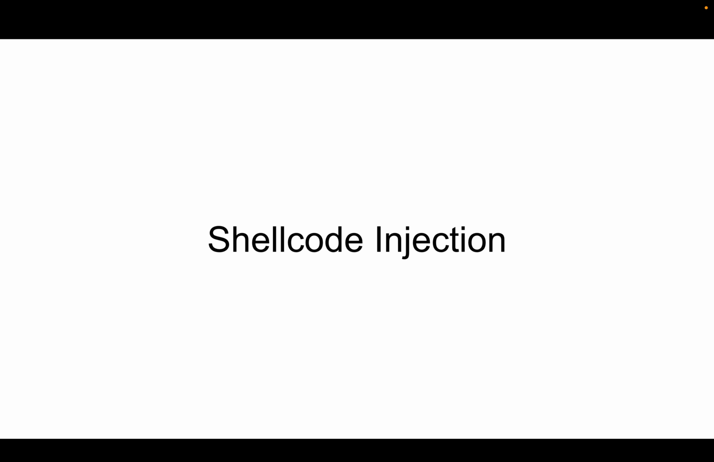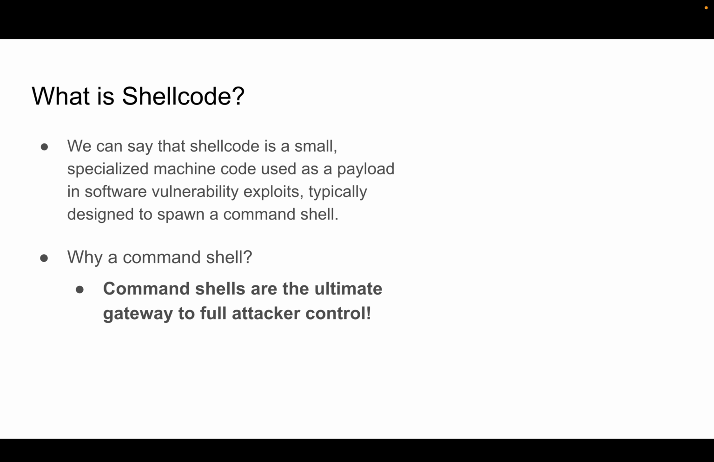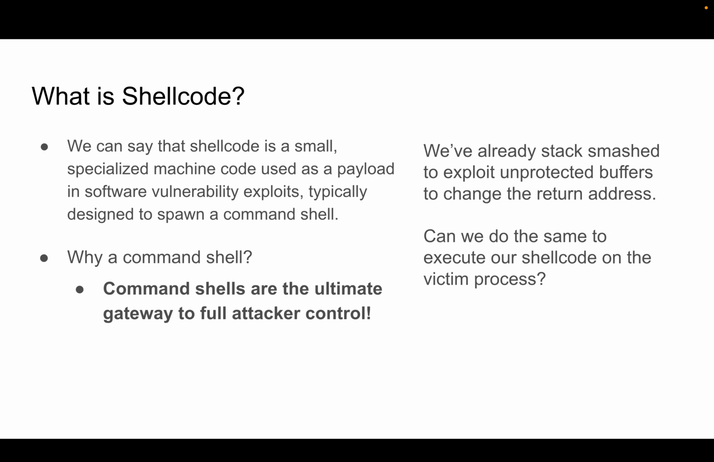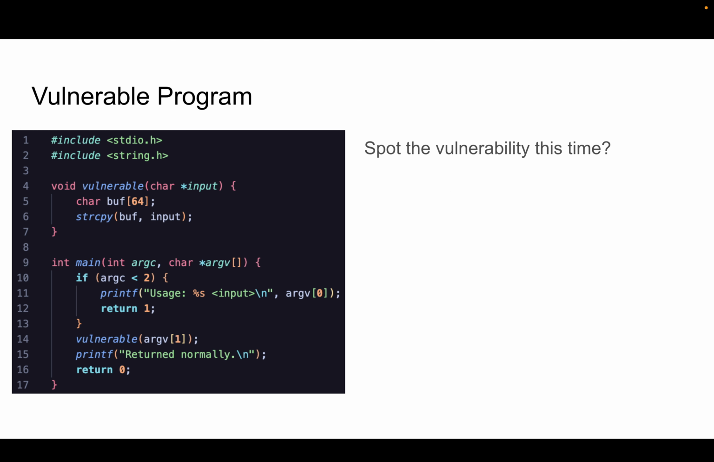And so now let's quickly go over shellcode injection. What is shellcode? You can say that shellcode is a small specialized machine code used as a payload in software vulnerability exploits, typically designed to spawn a command shell. And why a command shell? Command shells are the ultimate gateway to full attacker control over a victim process. And we've already stack smashed to exploit unprotected buffers to change the return address. Is it possible for us to do the same to execute our shellcode on the victim process as well?